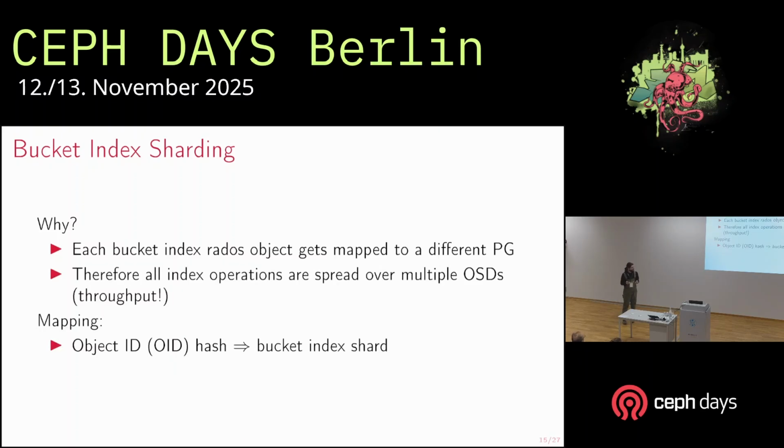And how do objects end up in which bucket index? Well, we just take the object ID, this is more or less the name. We hash it, and then we take it modulo the number of shards we have for the bucket index, and you get your shard number. And within each of these bucket shards, the entries are sorted.